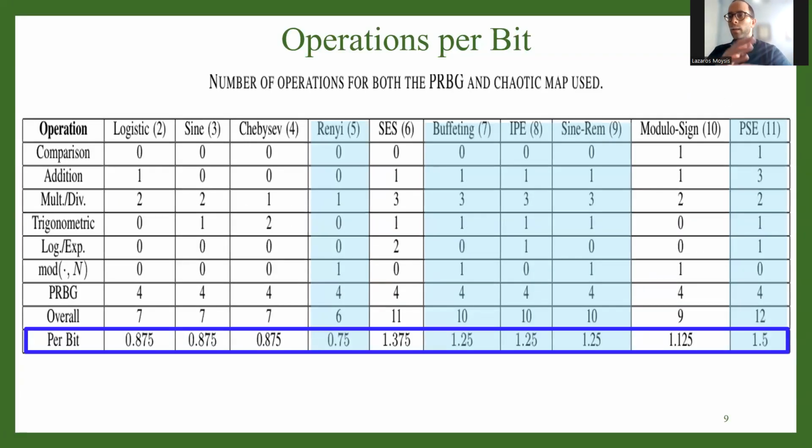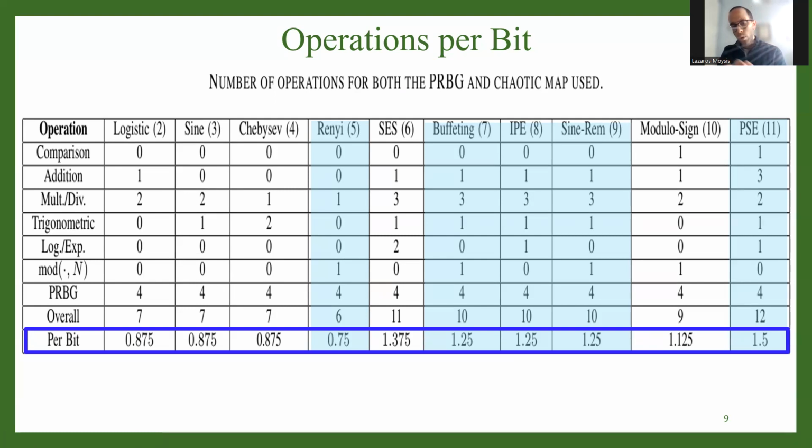And then we combined the PRBG with a map to measure the ratio between operations and the bit output in the combination of the PRBG and the map as well. For all of these 5 maps, we have a relatively good ratio. The RENWI map, which is a classic one, has a very good ratio: it's 75% between operations and bit output. But the other ones are also good. They are only slightly higher than 1. So all of them have a very good ratio between the number of operations required and the bit output.